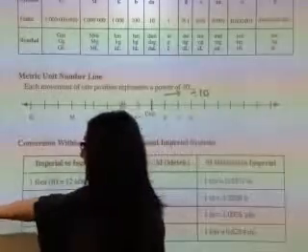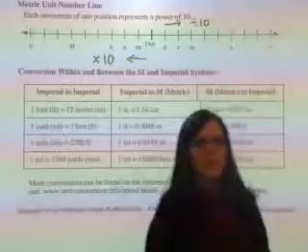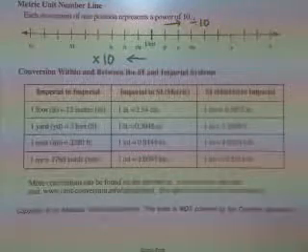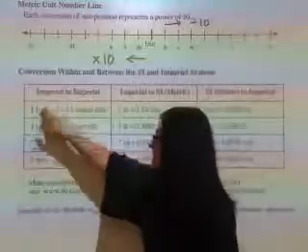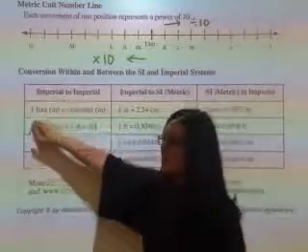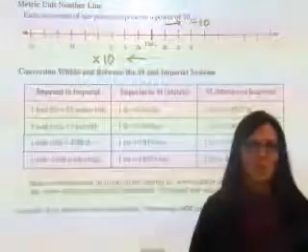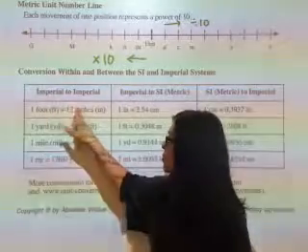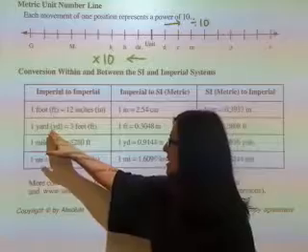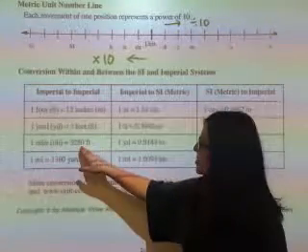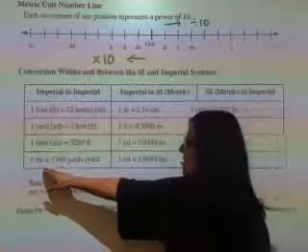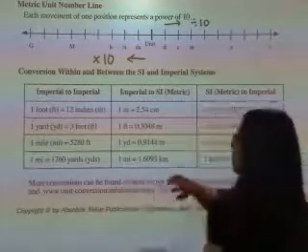The next chart that we have is conversions between imperial and the metric system, or even imperial and imperial. So in the imperial system, basically these are the most standard type measurements that we deal with. Inches, yards, feet, and miles. 12 inches in a foot, 3 feet in a yard, 5,280 feet in a mile, or 1,760 yards in the same mile.